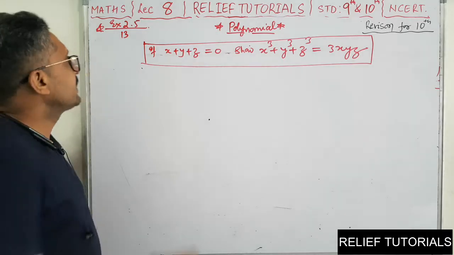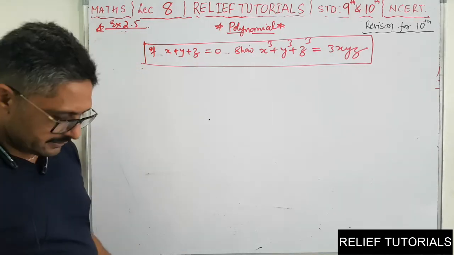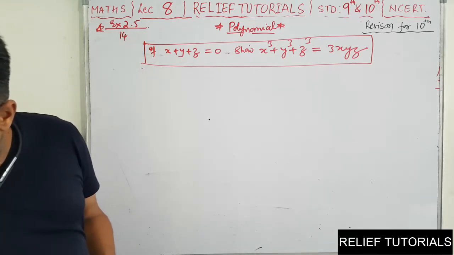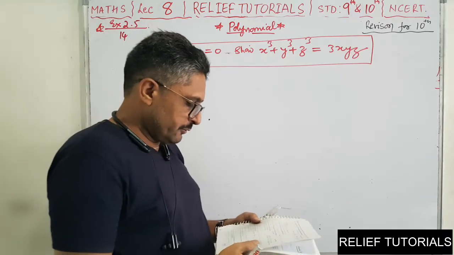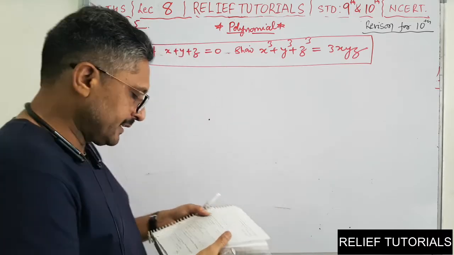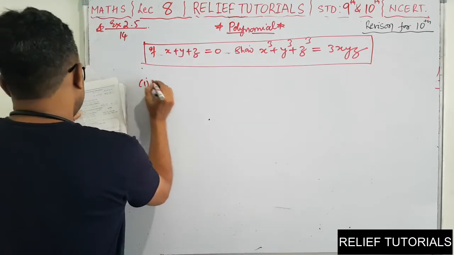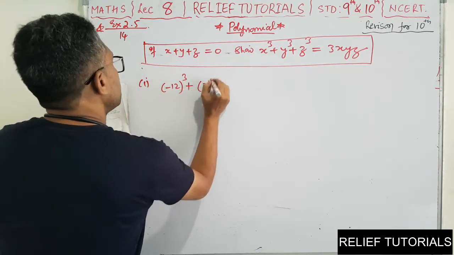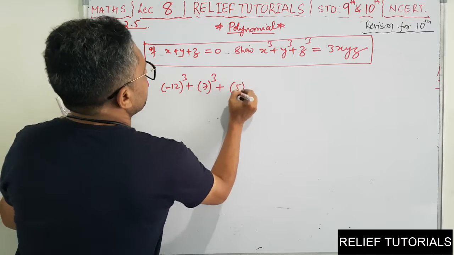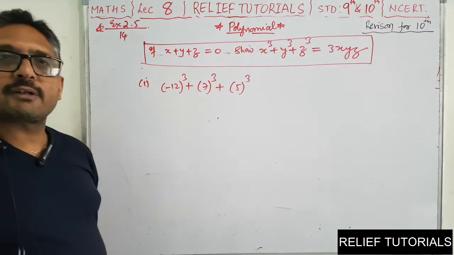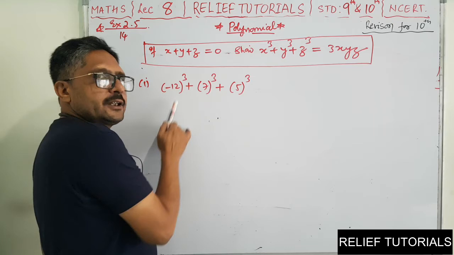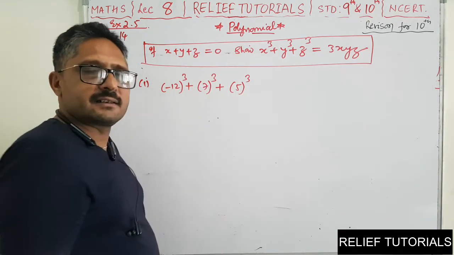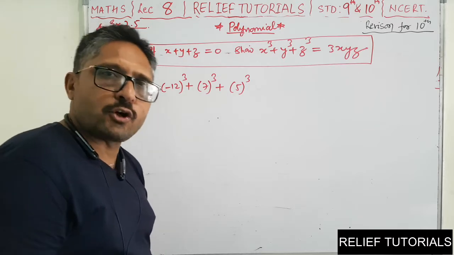Now we will discuss question number 14. You have to, without actually calculating the cubes, find the value of the following. First one: minus 12 cube plus 7 cube plus 5 cube. You don't want to carry out the calculation, otherwise you would need to find 12 cube, 7 cube and 5 cube, and when you add, you will get the answer. But it is a tedious job.